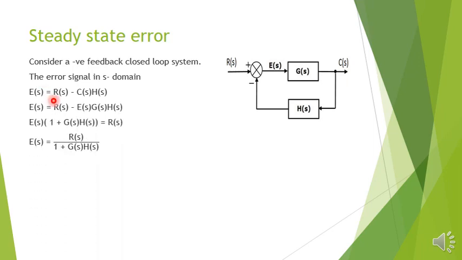If I substitute the expression for C of s, which is equal to E of s into G of s, the expression becomes E of s equal to R of s minus E of s G of s H of s. By rearranging, E of s into 1 plus E of s H of s equals R of s, so E of s is this. So in the S domain, the error signal is equal to R of s divided by 1 plus G of s H of s. Now, what is the error signal in the time domain? That is e of t, which is the inverse Laplace transform of E of s. This is the general expression of the error signal. The general expression says this is a function of time.